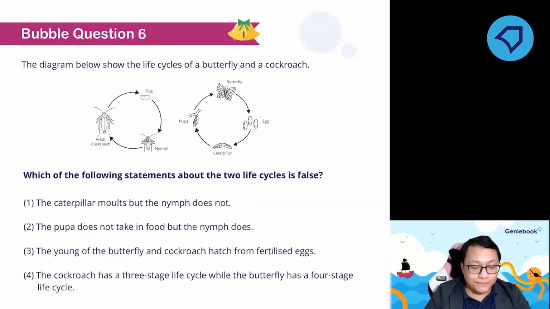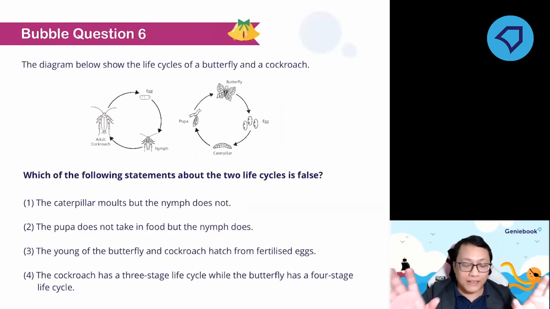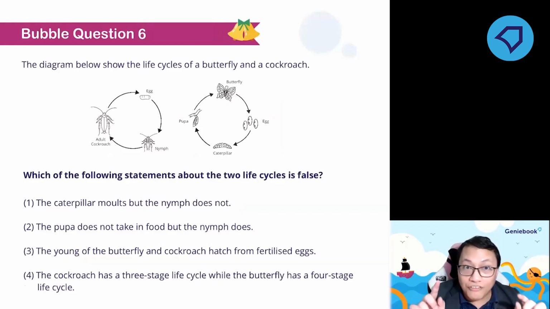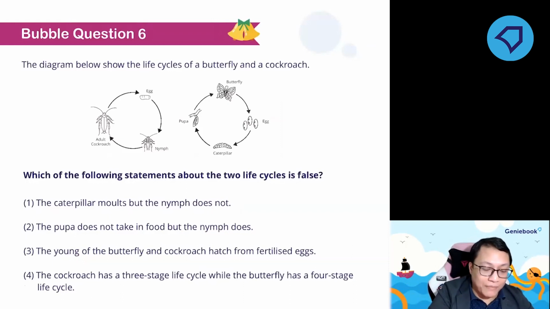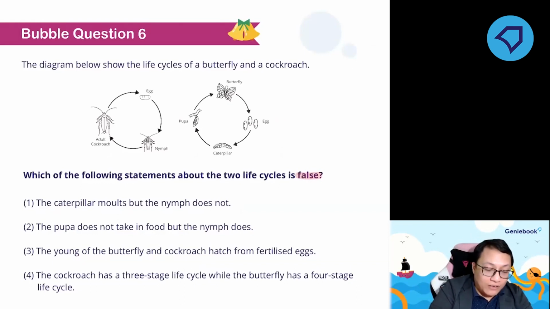Number 6. So you see, now it is cockroach with butterfly. Which of the following statements about the 2 life cycles is false? Okay, remember the question is asking for the false statement. So which one is the false? I get the false statement. Okay, I'll launch the option right now. Okay, so which one is false?